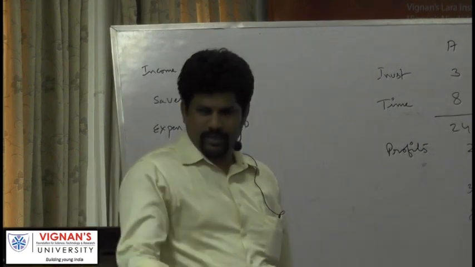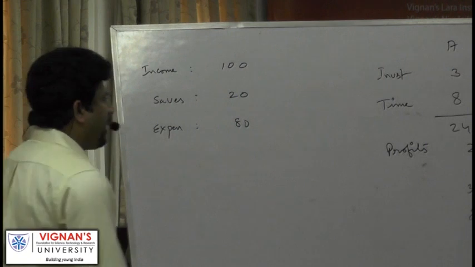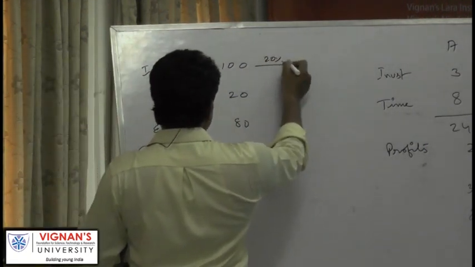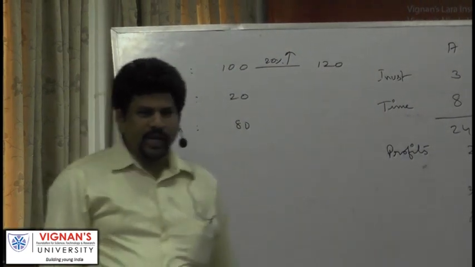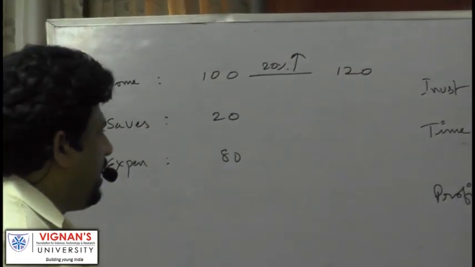After 1 year, next year, see what is happening. His income increases by 20%. So what is his new income? 120. Now he is getting 120 rupees. Earlier income was 100. Now what is the next statement?